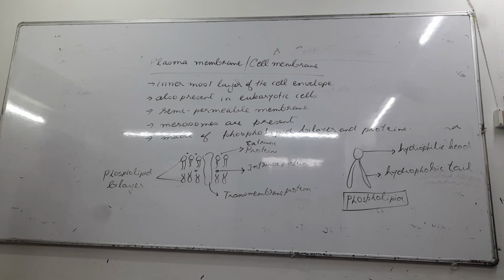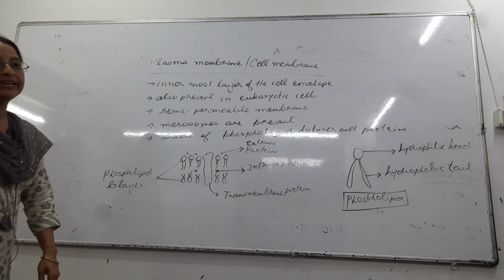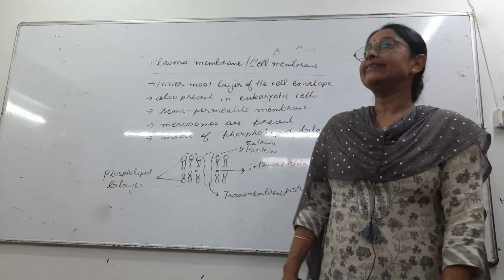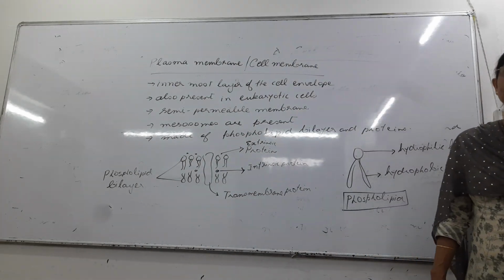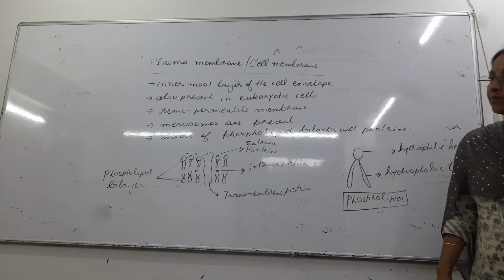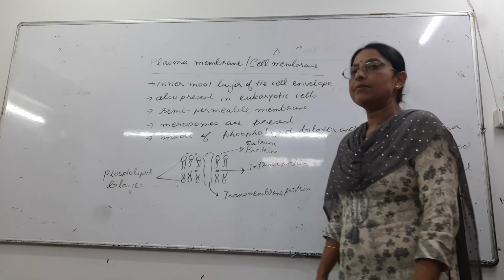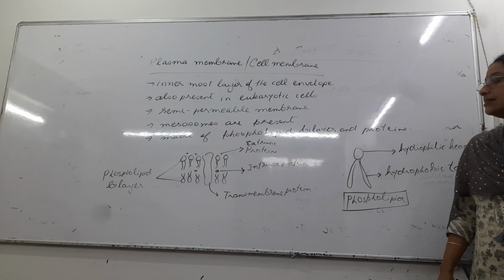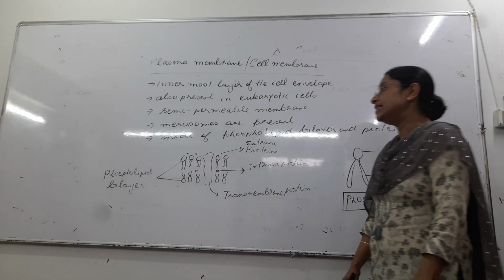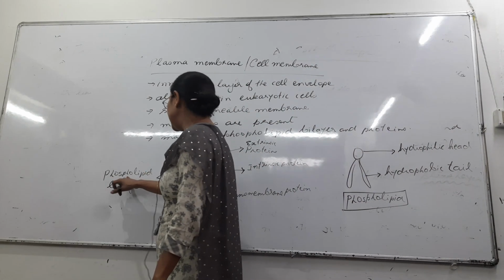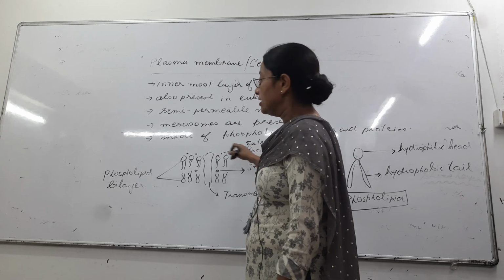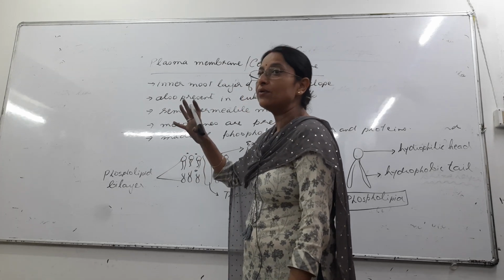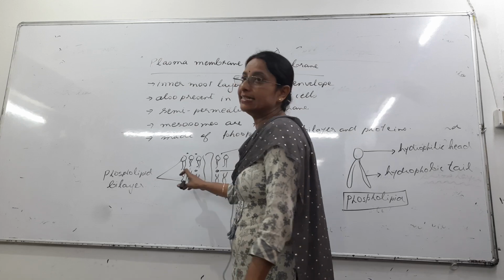The first point: the plasma membrane or cell membrane is present in both prokaryotic and eukaryotic cells, and the structure is the same. Eukaryotic cells have a plasma membrane, prokaryotic cells have a plasma membrane, and the structure looks the same, right? It is made up of phospholipids and proteins. If we magnify the layer, you see a structure like this, right?